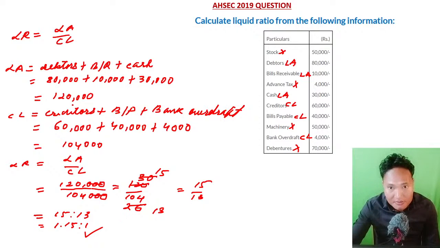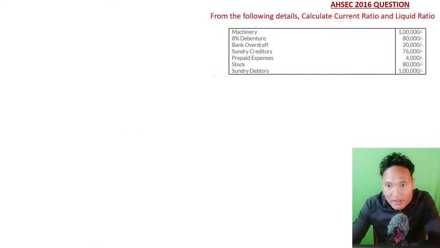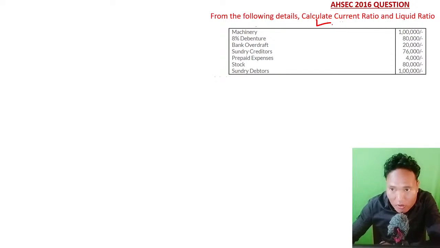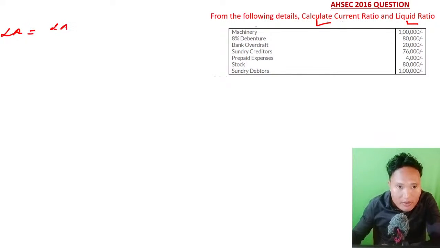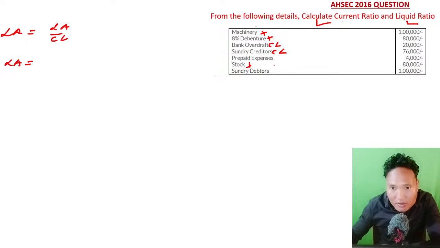We'll move to the next question. From the following details, calculate current ratio and liquid ratio. Already we have figured out the value of current ratio. Now we will figure out the value of liquid ratio. We know that liquid ratio is equal to liquid asset by current liabilities. Now what is the value of liquid asset? Machinery is a fixed asset, debentures are not included, bank overdraft is a current liability, sundry creditors is a current liability, stock is not included, prepaid is not included. It means liquid asset has only one value, that is sundry debtors.